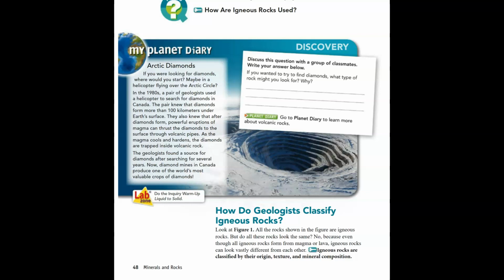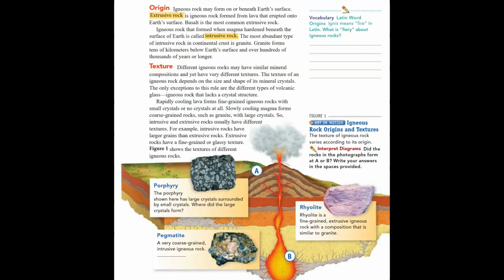Okay, but how do geologists classify igneous rocks specifically? In a second, we'll look at Figure 1. All of the rocks that are shown in the figure are igneous rocks. But do all the rocks look the same? No, because even though all igneous rocks form from magma or lava, igneous rocks can look vastly different from each other. Igneous rocks are classified by their origin, texture, and mineral composition. At the bottom we have three different rocks that are igneous rocks but look slightly different, and we will talk more about those in a second.